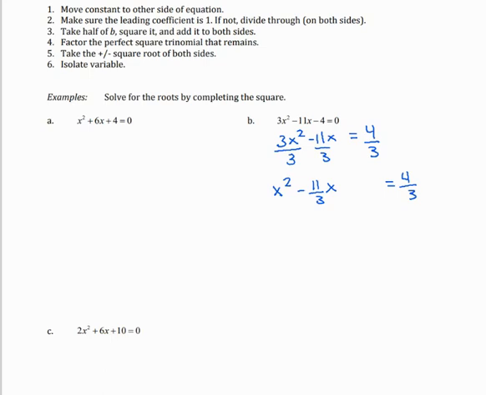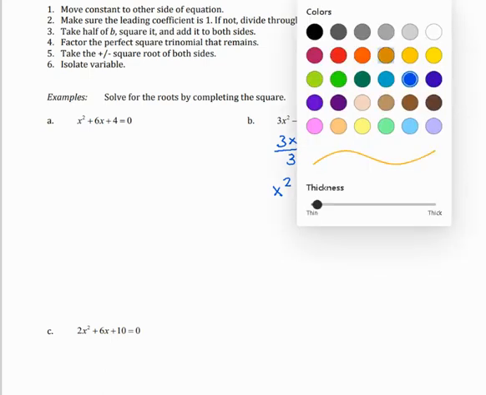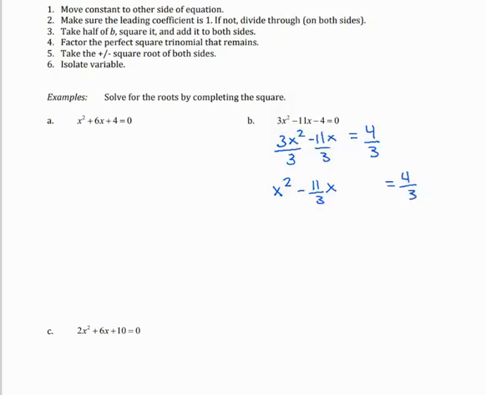Here we go: by taking half of b and squaring it, completing the square. I'm going to do that over on the side in orange. So half of my b value, remember the b value is negative 11 thirds. So 1/2 of negative 11 thirds. Notice why the fractions are easier now. So negative 11 over 6. So that's half of b, and then I square that. That's going to give me 121 over 36.